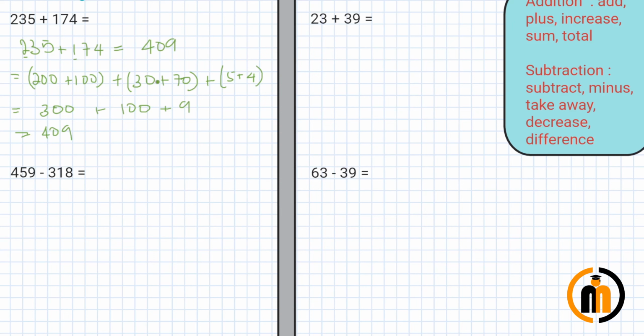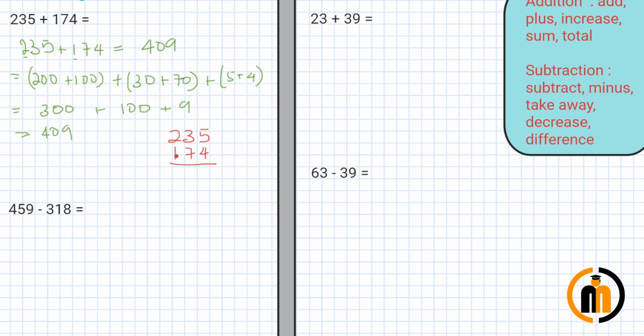This is the partitioning method where you separate them by hundreds, tens, and digits, and then you can add them together. Now another method that we can use is the column method. I'm going to write this in red. We have 235 and 174. You could also do the same thing. It's also considered to be partitioning.